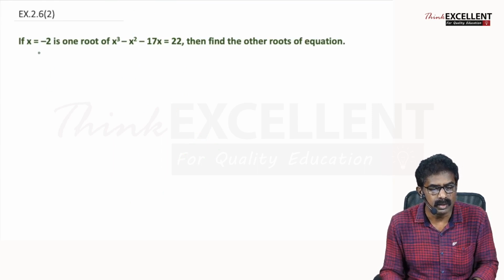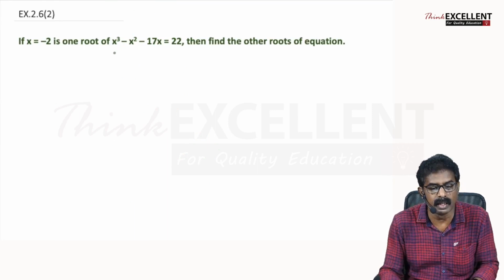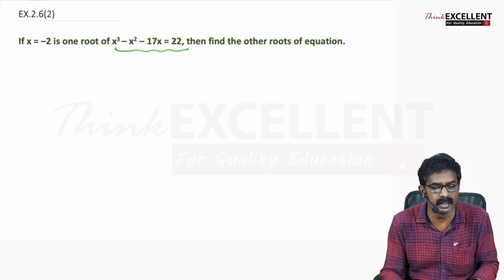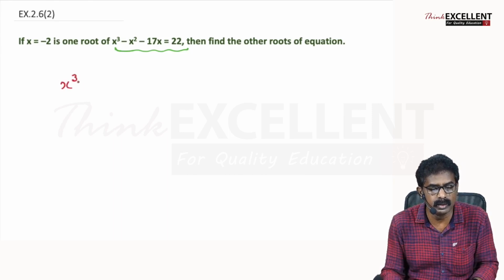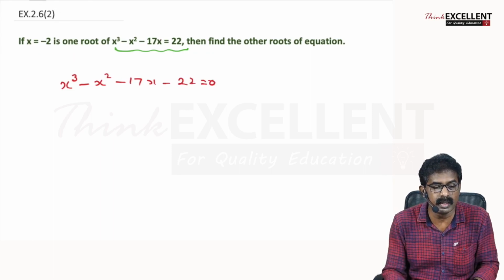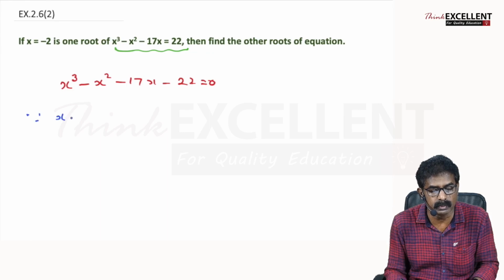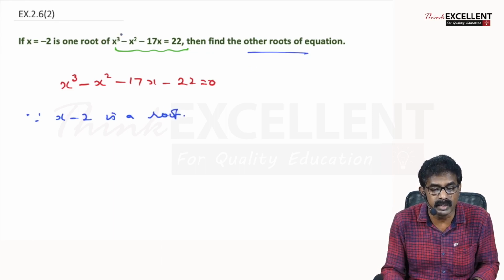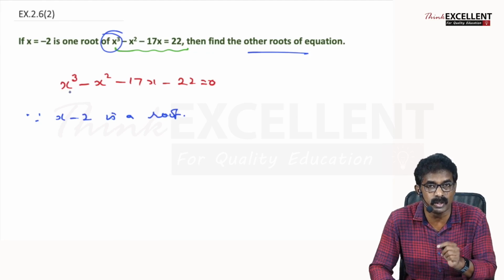Now listen, x equal to -2 is one root of this polynomial. Sorry, one equation is given, right? You can bring that 22 to the left side. So what is given here? x cube minus x square minus 17x minus 22 is equal to 0. One equation given. x plus 2 is a root, it is given. That means it exactly divides. Find the other roots. See, this is a cubic equation, right? Degree is 3, so it must have 3 roots.